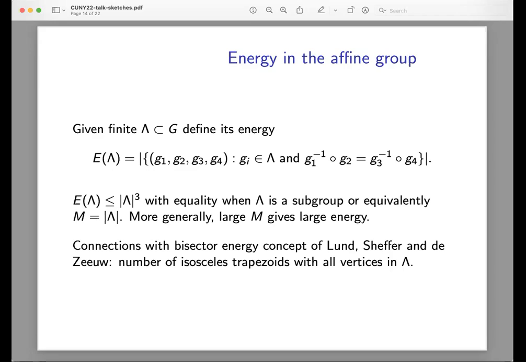When capital M equals the size of lambda, then our bound should really be the cube of the size of lambda, because that's what happens. So we cannot get rid of this dependence, but we want to have some upper bound that when lambda is small is a lot better than lambda cubed.